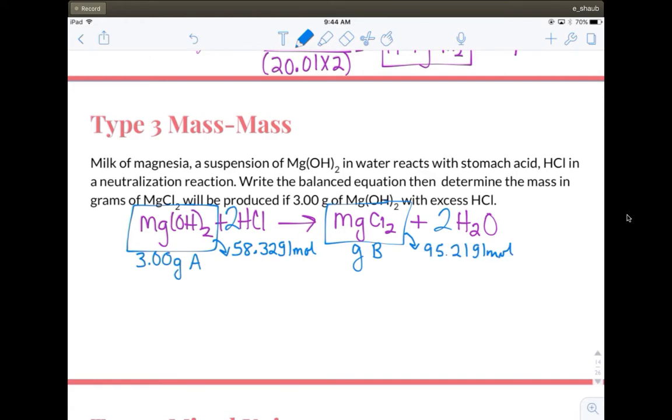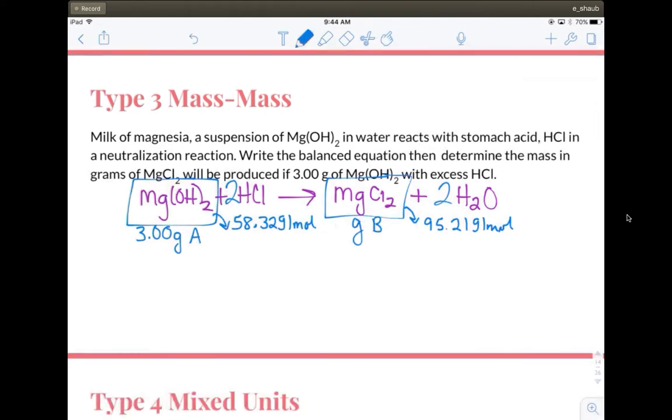Okay. So I have all my values, so now I'm just going to plug them in to my flip chart. So I'm going to always start with the number given in the problem, the 3 grams of the magnesium hydroxide. I'm going to just label these ones A and B just so you can see how that works.